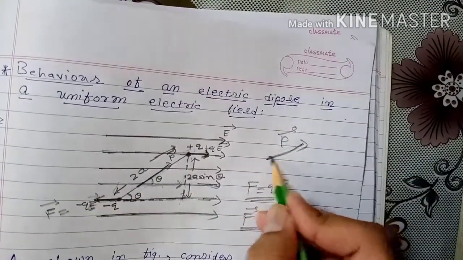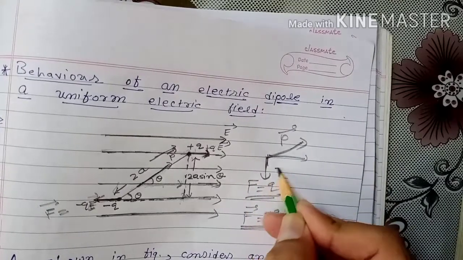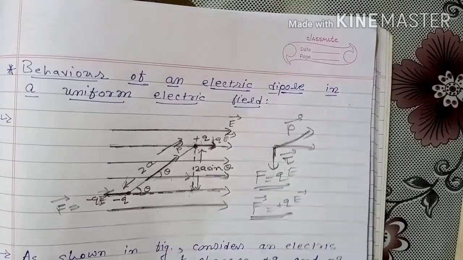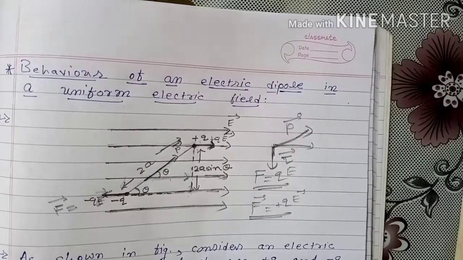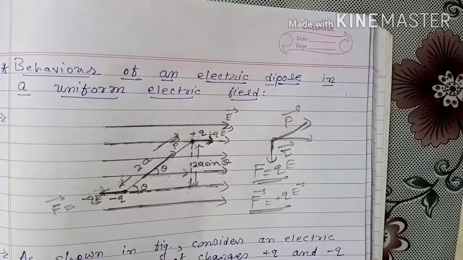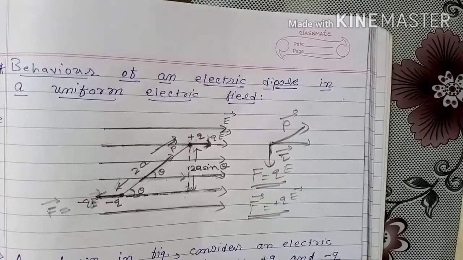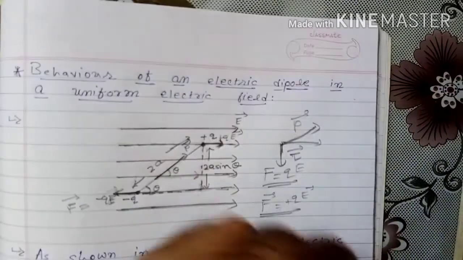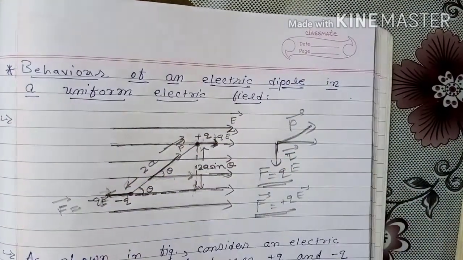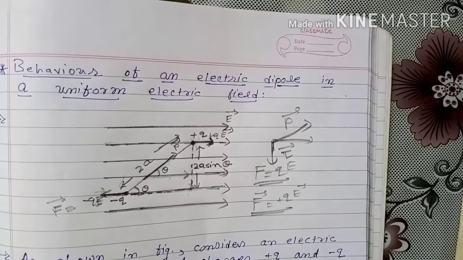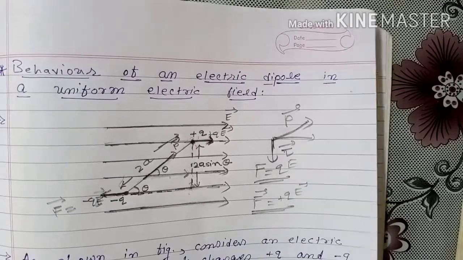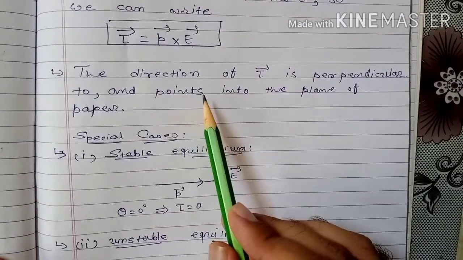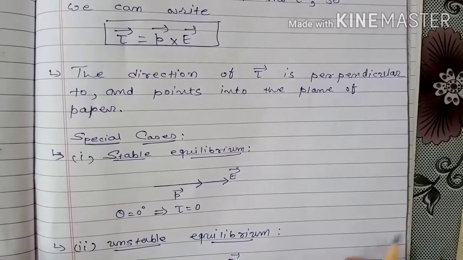This is P vector, this is E vector, and direction of torque, tau vector, is inside the plane of figure. Direction of torque is perpendicular to the plane and inside the plane of figure. Using the right hand rule also you can find the direction of torque. Just whirl your fingers from the first vector towards the second vector, P towards E, and the thumb will give you the direction of torque. Using this you can find the direction of a vector quantity. The direction of tau vector is perpendicular to and points into the plane of paper.